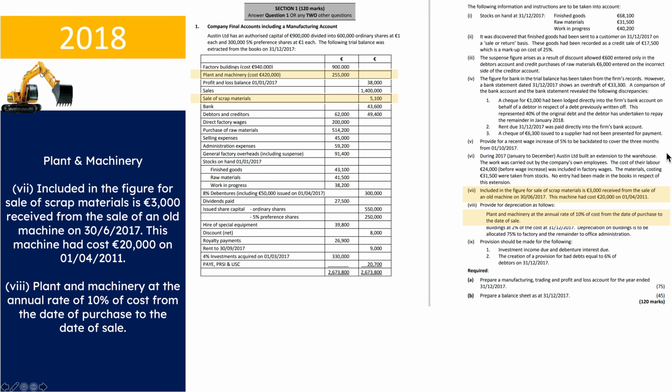So moving on then to 2018. So same type of adjustment, but it just came up under 2 different adjustments here. So note 7, included in the figure for sale of scrap materials is €3,000 received from a sale of an old machine on the 30th of the 6th, 2017. This machine had cost 20,000 on the 1st of the 4th, 2011. Note 8. Plant and machinery at the annual rate of 10% of cost from the date of purchase to the date of sale need to be depreciated for there.